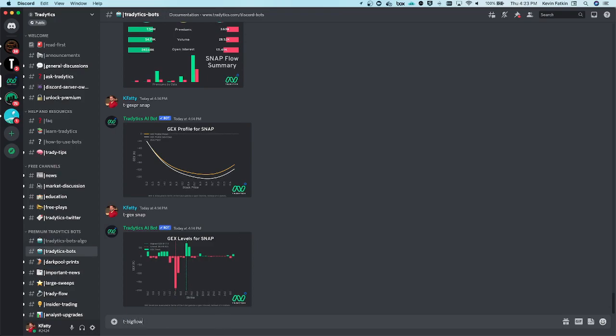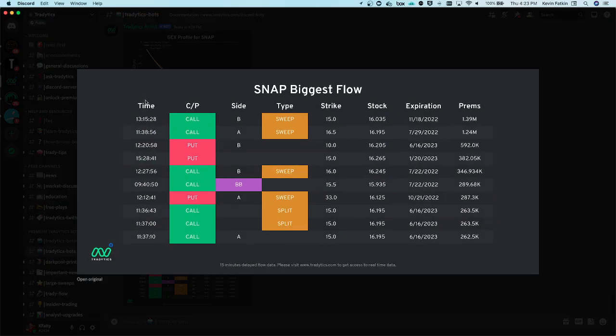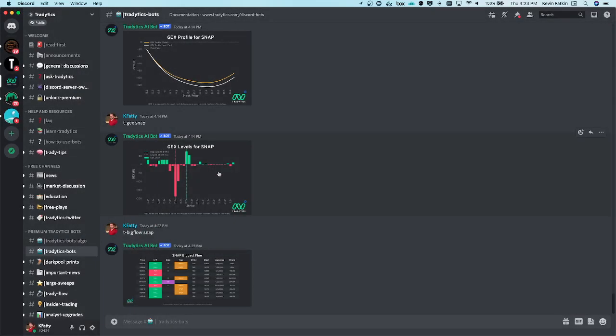we can look at the big flow for SNAP, and we can see the largest amounts of flow coming in. So we're more concerned with what came in the afternoon, not necessarily during the day. I mean, all of it matters, but as we saw from net flow and algo flow, things really started to shift in the afternoon. So if we look here around 1:15 p.m., we see big call selling. It's a sweep order for the 15 strike, and that is going to be for 11/18 expiration, which is certainly close enough. We're looking around 90 to 120 days, and that was 1.4 million in premium, so that's pretty significant.